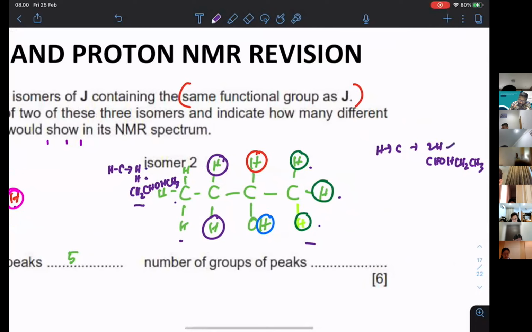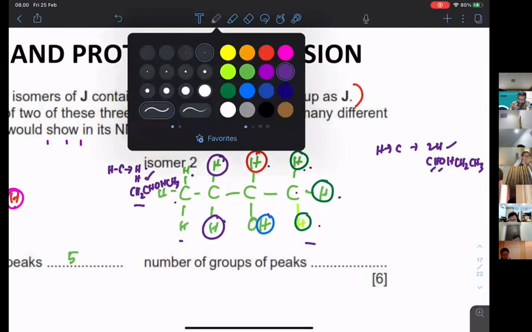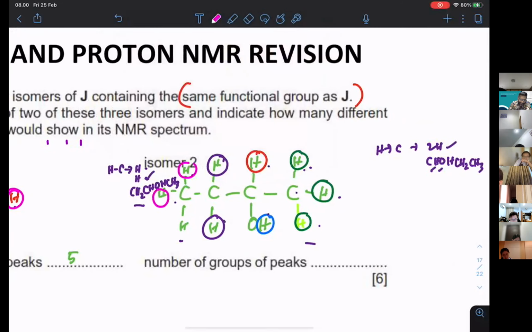2 hydrogen, same. Then after that, CH2, CHOH, CH3. This one is attached to CHOH, which is going to be the same. CH2, not the same. This one is going to be attached to CH2, this one is going to be attached to CHOH, so they are different. I hope you can see. Be very careful with this. So you are going to have total 1, 2, 3, 4, 5.